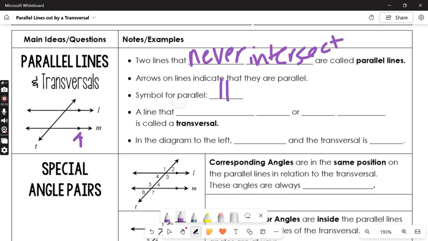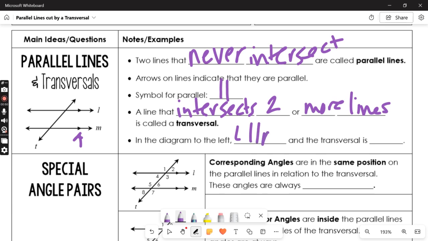So a line that intersects two or more lines is called a transversal. In the diagram on the left, L is parallel to M, and the transversal that goes through the two lines is T.